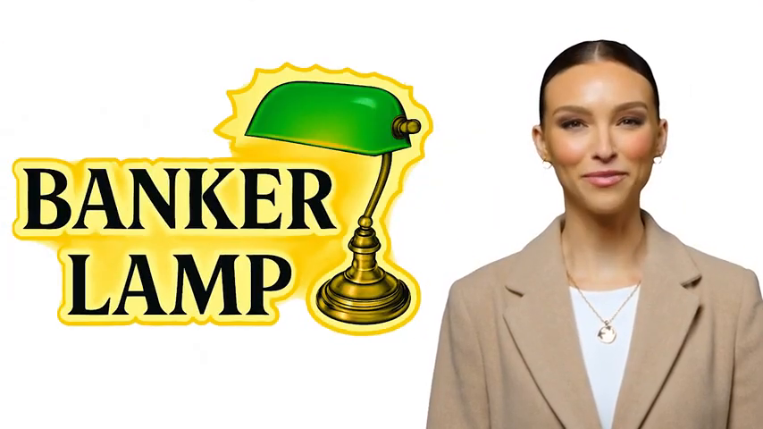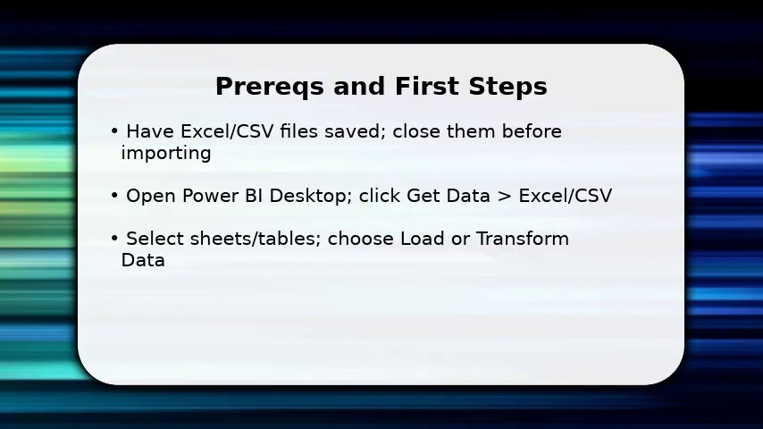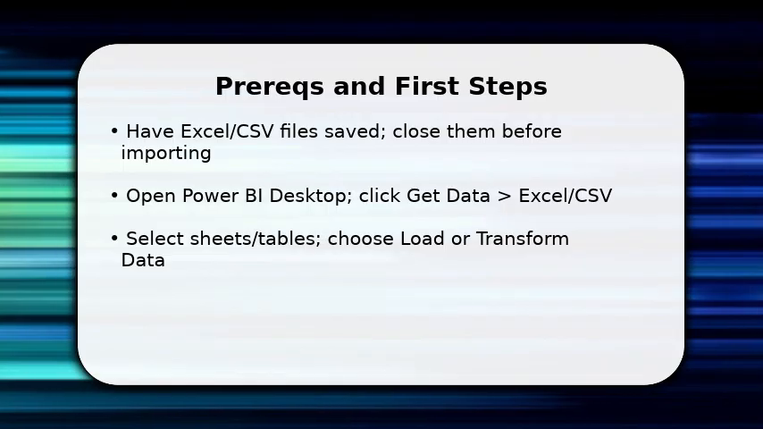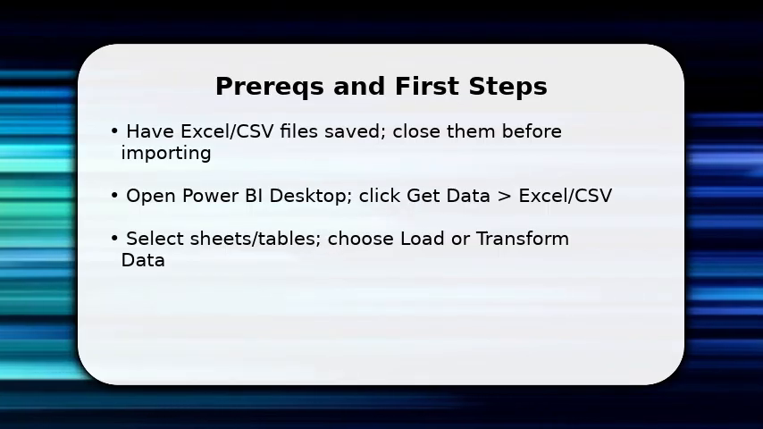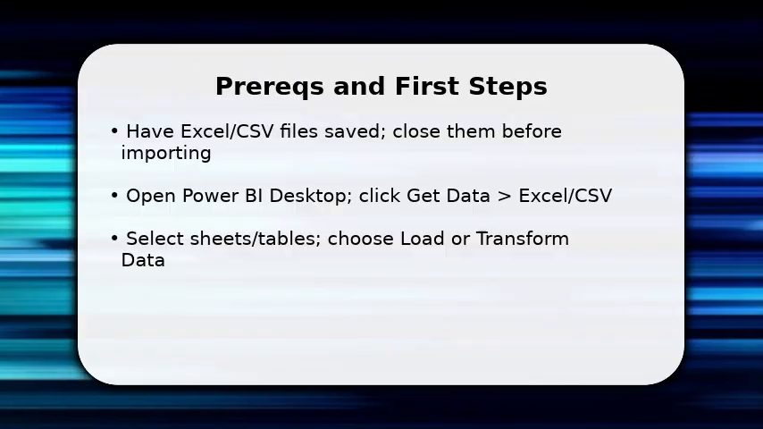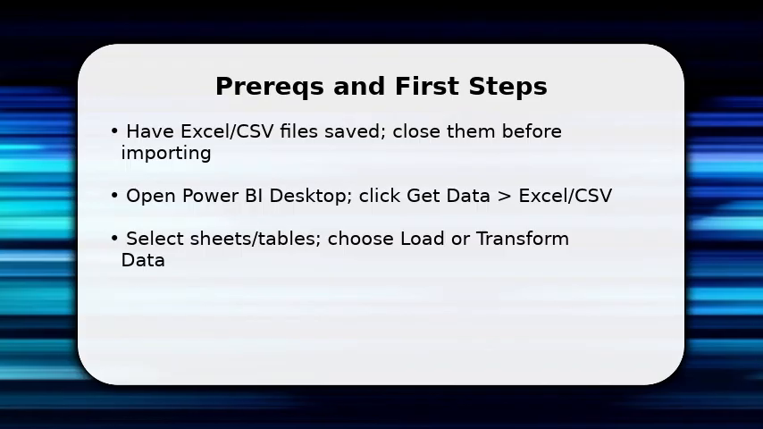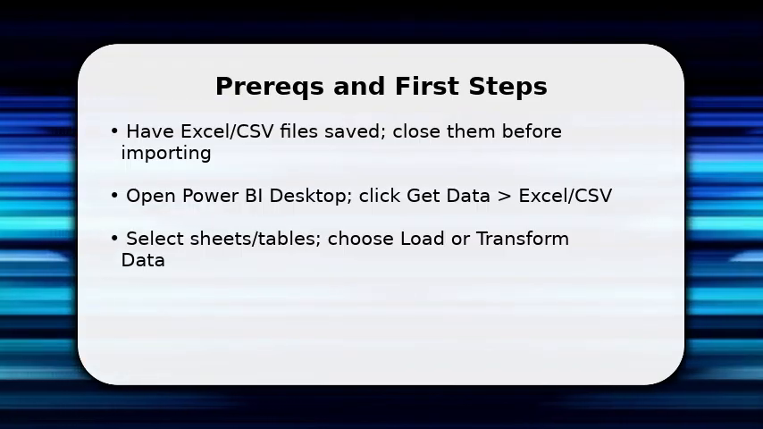Please enjoy the video. You start by confirming prerequisites: files saved and closed, Power BI Desktop running, and clear table names. First, click Get Data and pick Excel or CSV, then select the workbook and the specific sheets you need. Once done, choose Transform Data if you want to clean, or load directly to import. Make sure to name queries clearly in the navigator. This prevents confusion later. These first steps get your raw tables into Power BI and set up for linking.